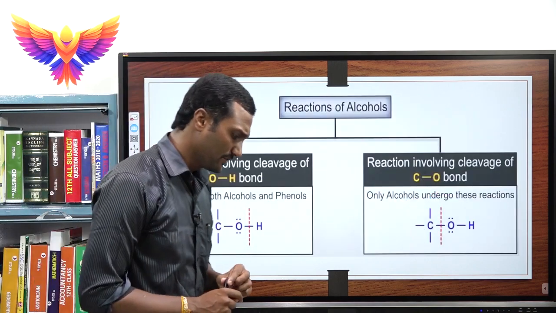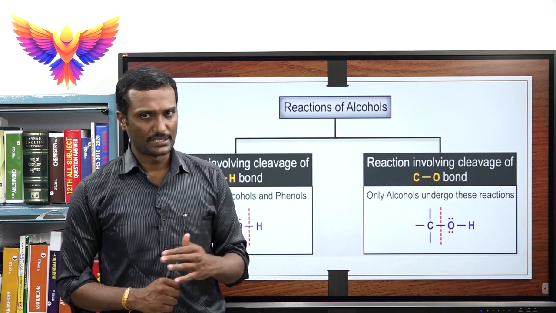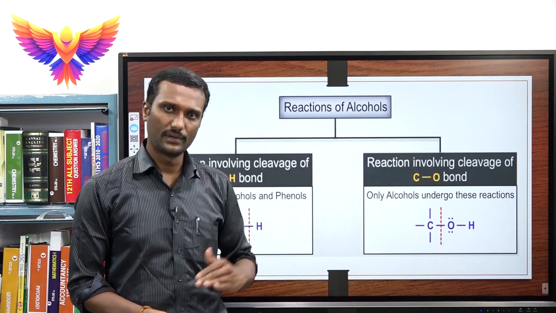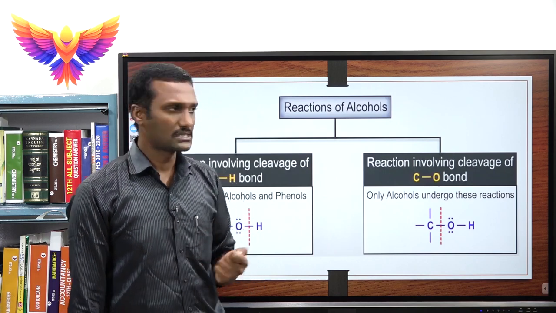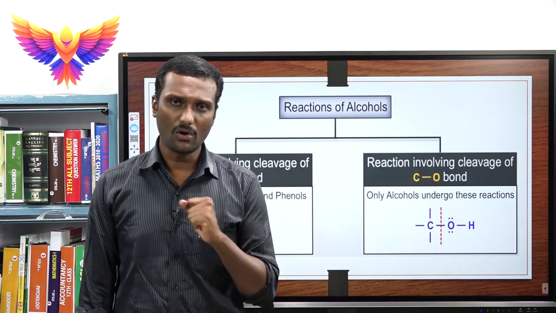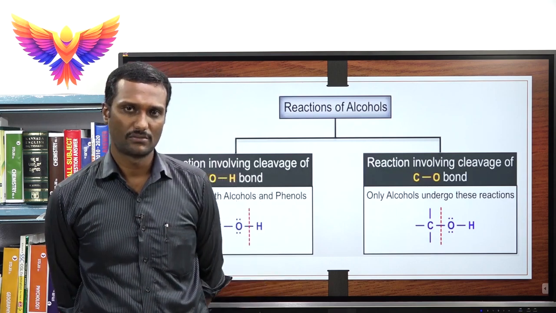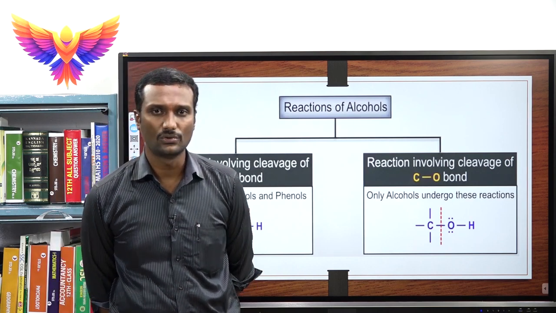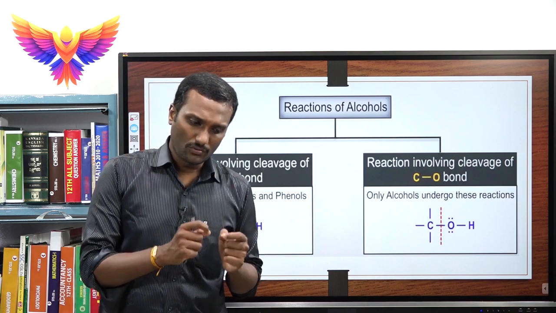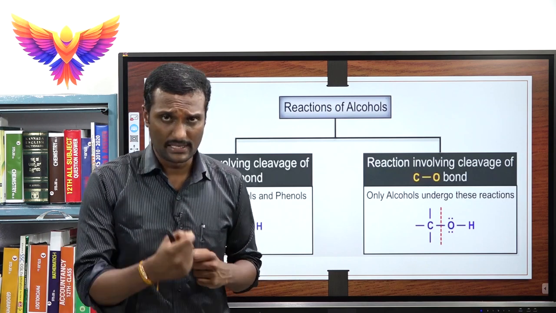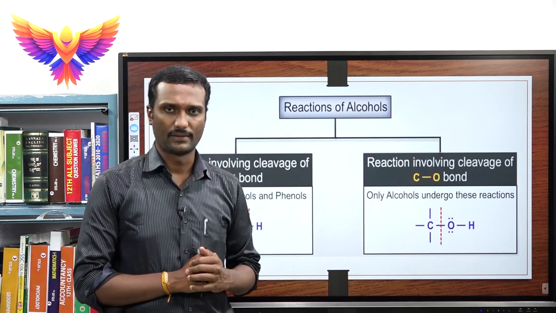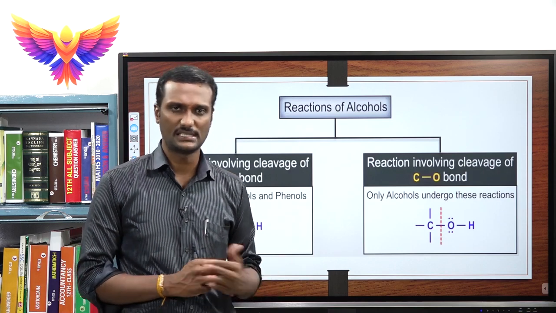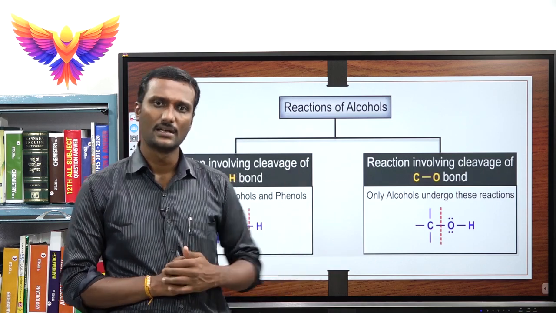Yes students, now after studying the preparations of alcohol and phenol, and the physical properties of alcohol and phenol, let us come to the chemical properties of alcohols. Alcohol shows versatile nature. Versatile means it acts both as an electrophile as well as a nucleophile, both Lewis acid as well as Lewis base, rich in electrons, deficient in electrons. That's what we call electrophile as well as nucleophile.